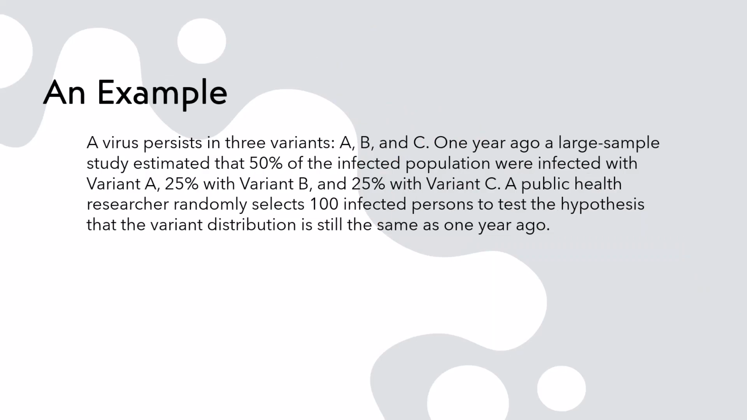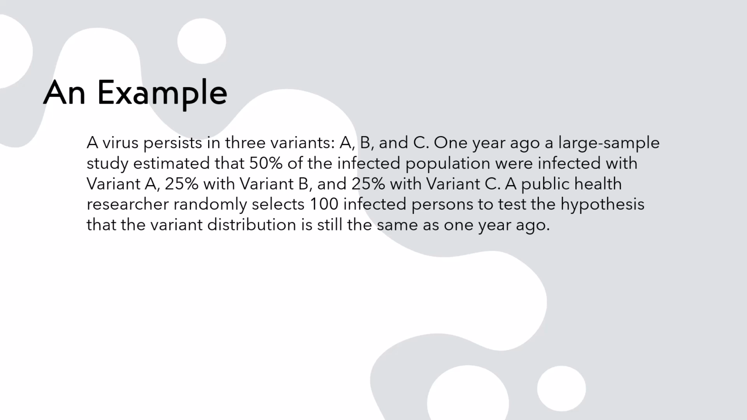I begin with an example. A virus persists in 3 variants, A, B, and C. 1 year ago, a large sample study estimated that 50% of the infected population were infected with variant A, 25% with variant B, and 25% with variant C. A public health researcher randomly selects 100 infected persons to test the hypothesis that the variant distribution is still the same as 1 year ago.